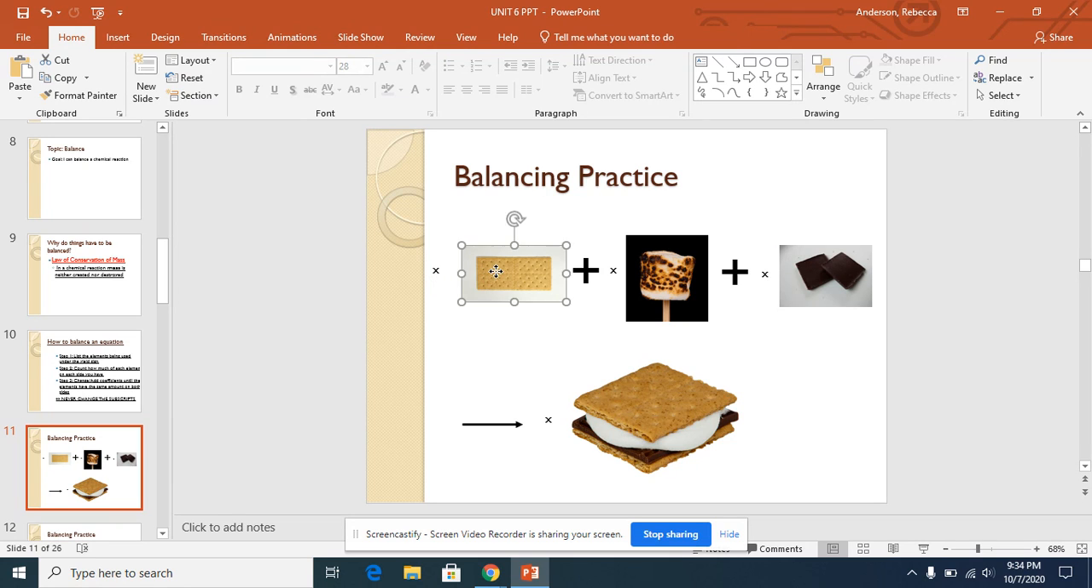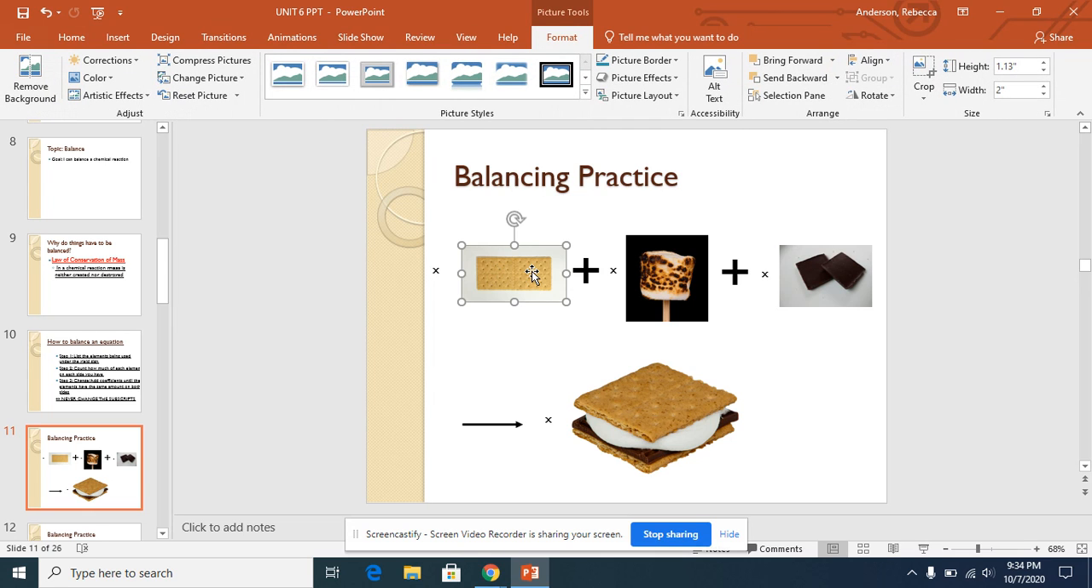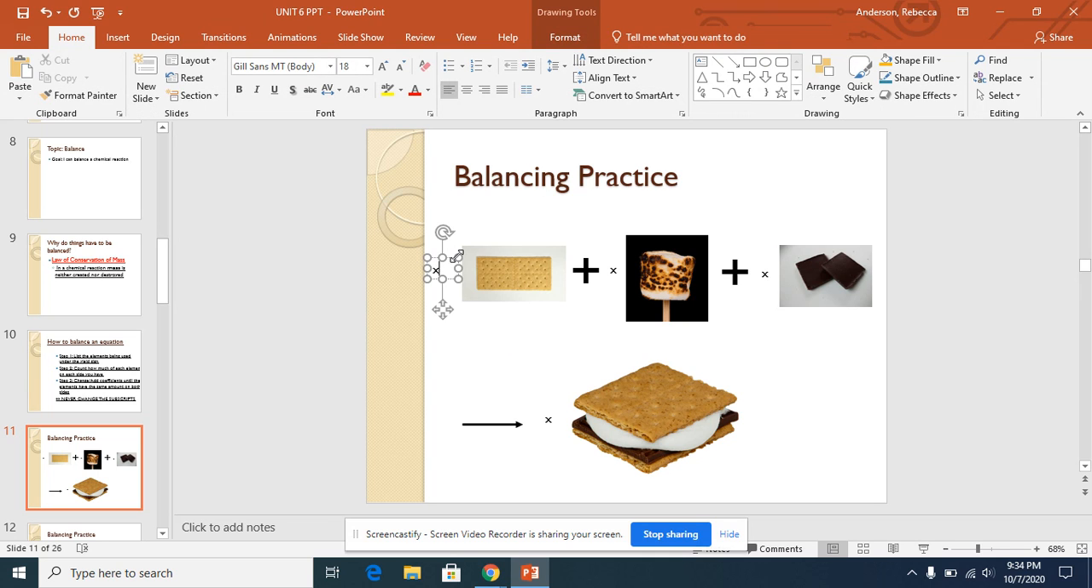But you need 2. So we would need to change that to 2. So in order to end with 2, you'll have to start with 2. Now this marshmallow, you only need 1 marshmallow, so we'll just start with 1 marshmallow. Here we have the chocolate, so we only need 1 piece of chocolate, and that will make 1 s'more. So in order to make the product you want, you have to have the same number of reactants, or in order to have the reactants you want, you have to have the same number of products.